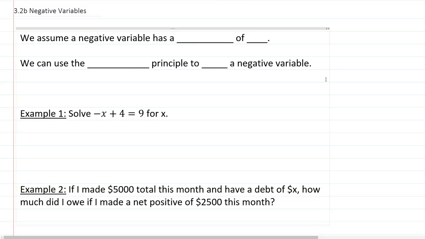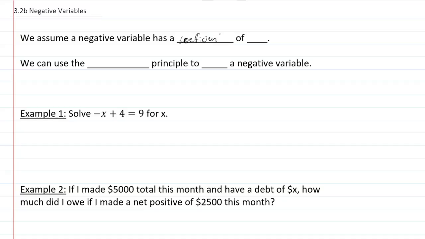3.2b, negative variables. We assume a negative variable has a coefficient of -1. What we mean by this is we assume that any negative variable, say negative x, is actually -1 times x. These are the same statement. So we can use the multiplication principle to undo a negative variable. Let's look at a couple examples.